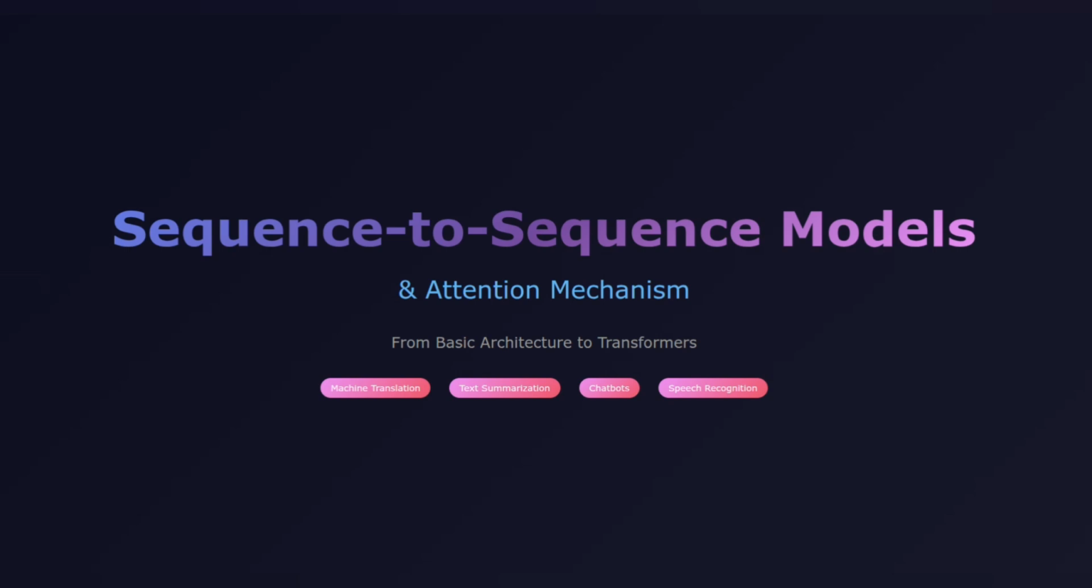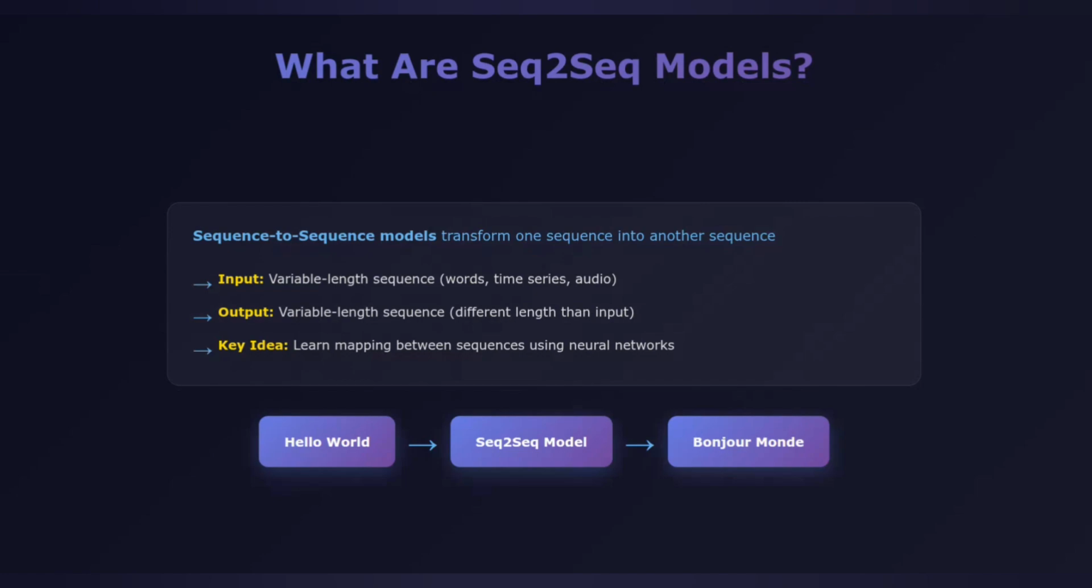Today, we're diving into one of the most revolutionary concepts in modern AI, sequence-to-sequence models and the attention mechanism. This is a technology powering everything from Google Translate to ChatGPT. By the end of this video, you'll understand how these models work, why attention was such a game changer, and how it led to the transformer revolution.